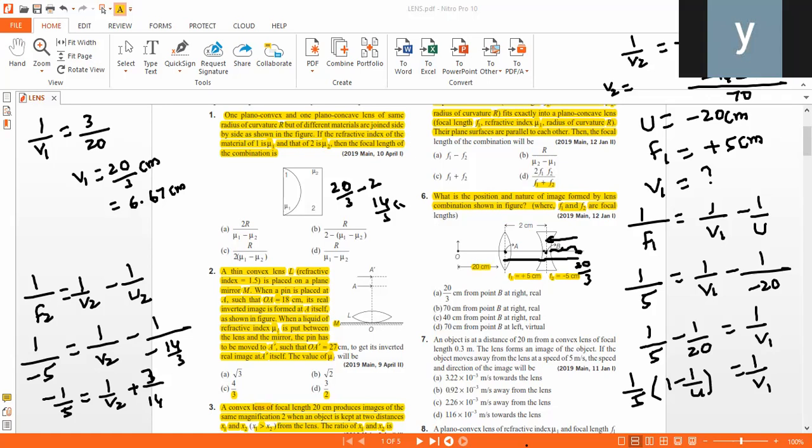That is plus 15, that is 1 by 70. That is v equals 70 centimeters from the lens B. From here, 70 centimeters. That means from here to here it is possible.